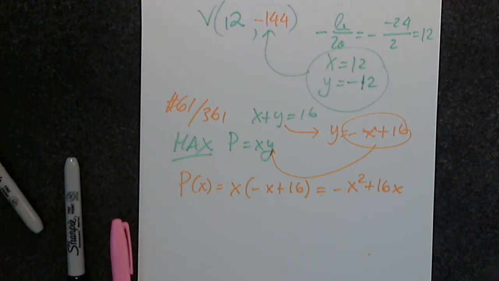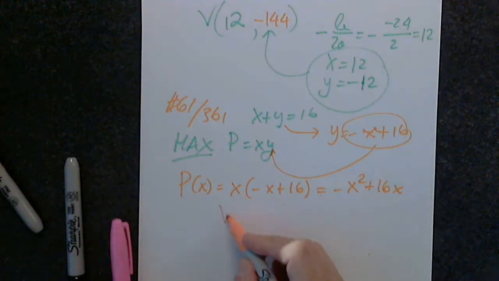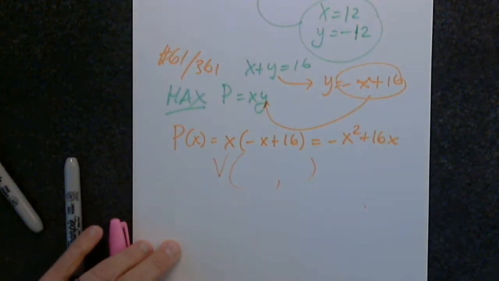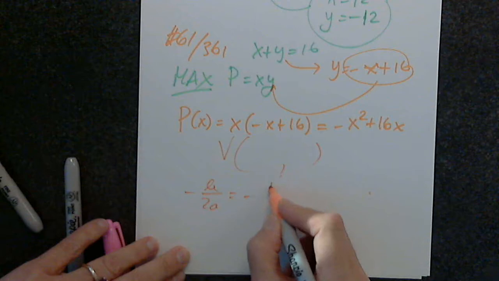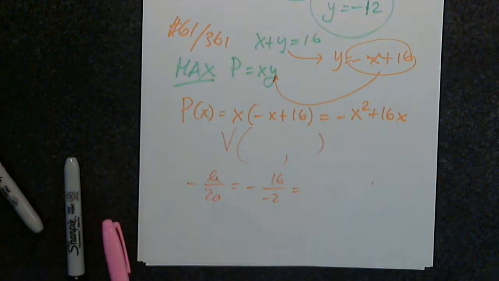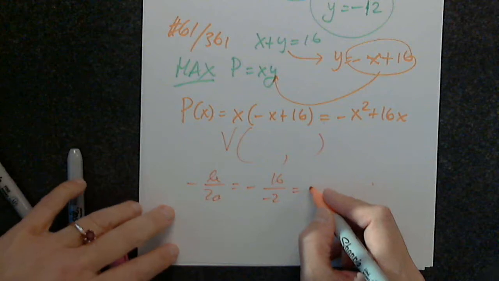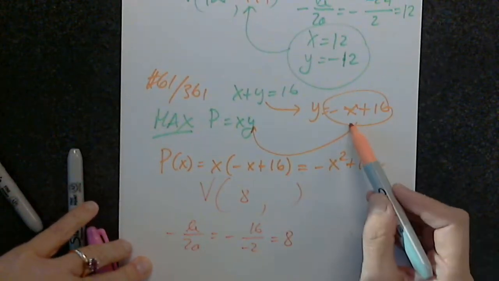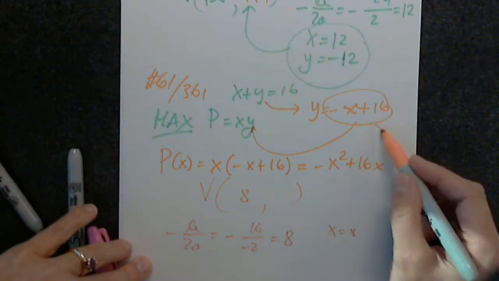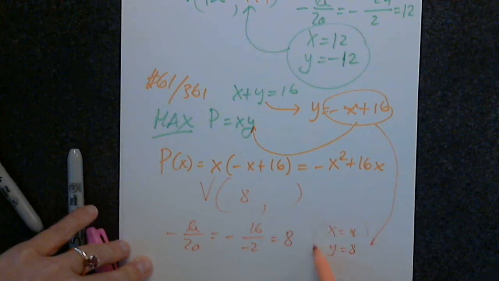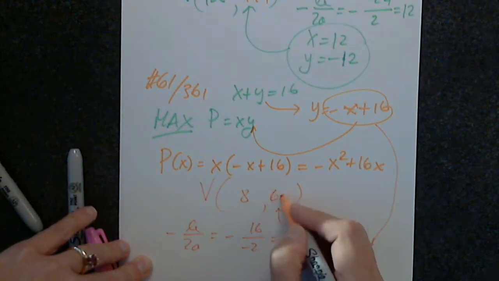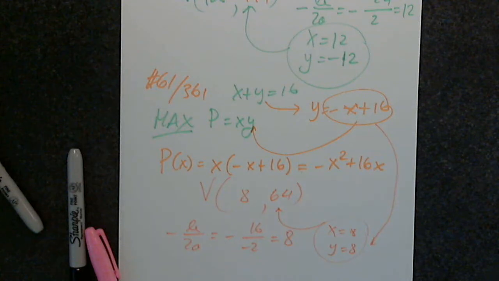How do I continue? Yes, awesome. So we have to find the vertex. How do I find the x-coordinate of the vertex? Very good, awesome. Negative b is 16, 2 times a is negative 2, so the first number is 8. So let's find the y. So x is 8. From here, how much is y? Very good. And now the product, 64. So the maximum product of two numbers whose sum is 16 is 64.